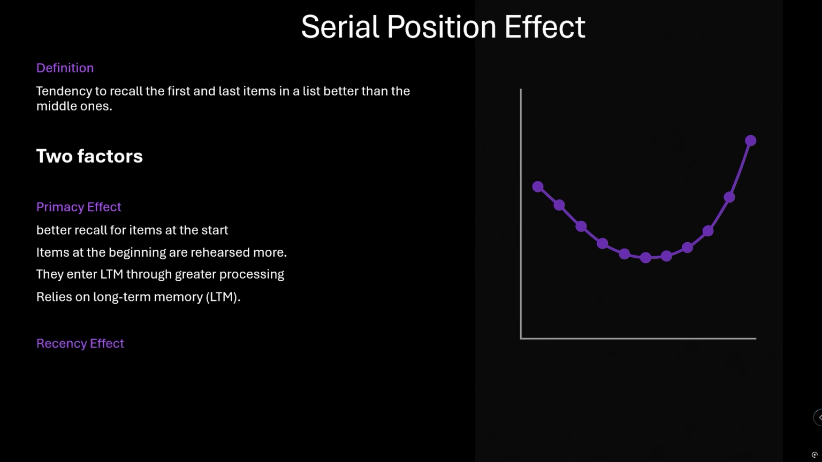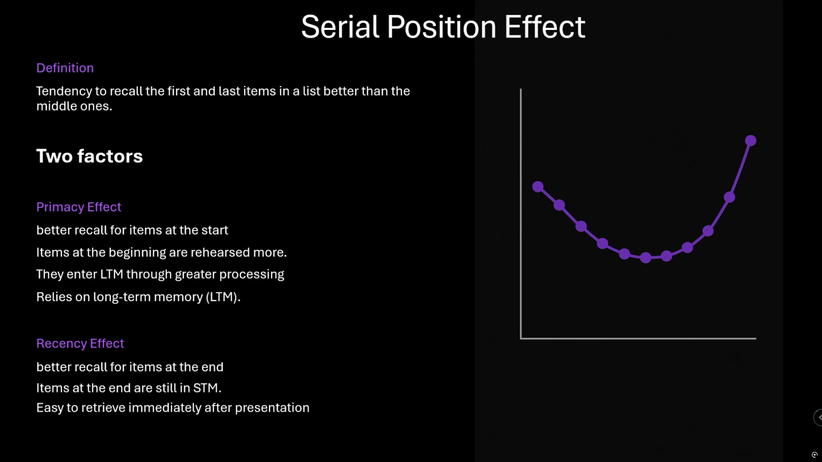The recency effect is the flip side of that. Better recall for items at the end. Why? Because they were the last ones that we recalled, so they're still in our short-term memory. It's easy to retrieve immediately, like right after the information is presented to us. And this relies on our short-term memory. So the primacy effect, greater level of rehearsal, and we rely on our long-term memory for that, whereas the recency effect relies on our short-term memory.